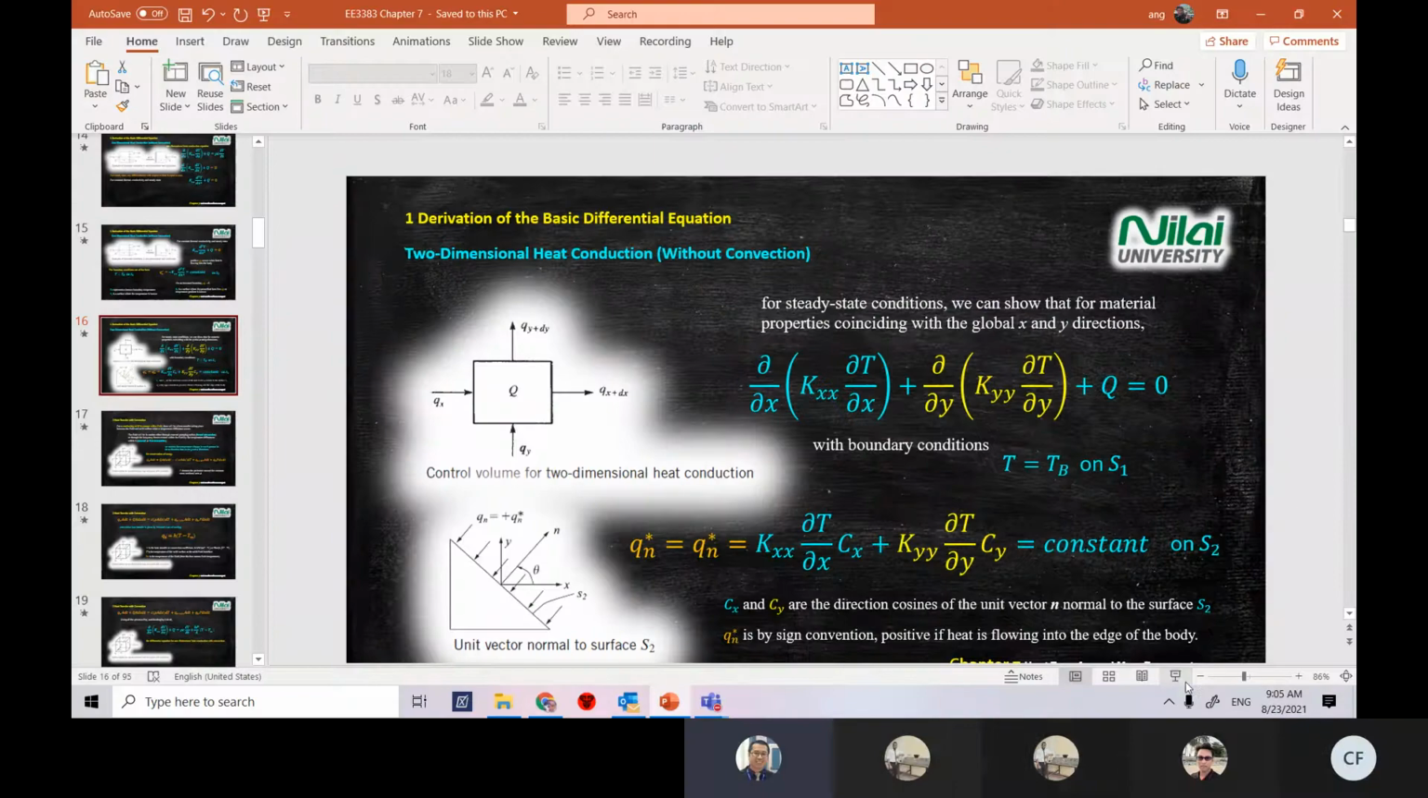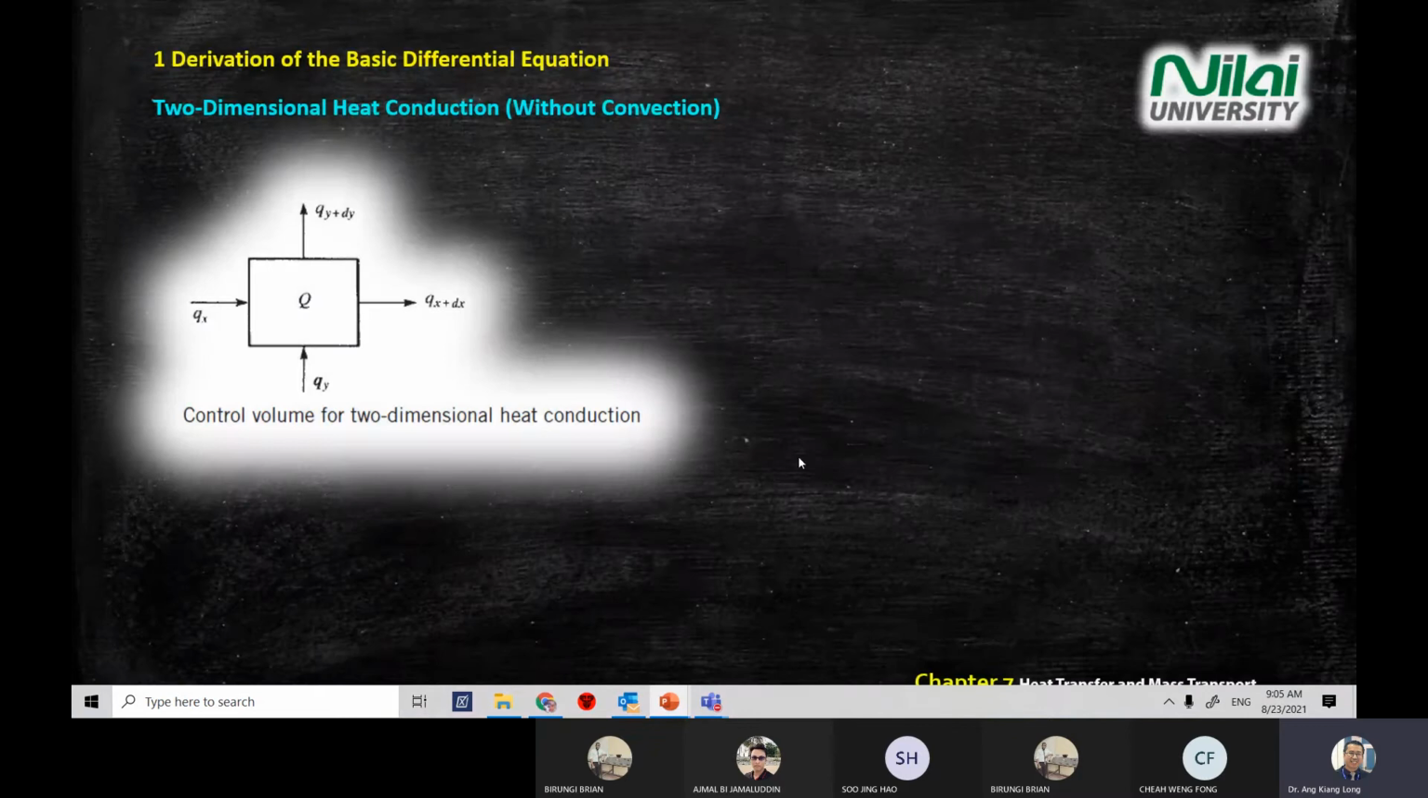Okay, let's look at the 2D scenario. If you look at the 2D scenario, you have added one more direction. Just now in the 1D dimension, we discussed the X direction. Now we add one more direction for the 2D dimension: two-dimensional heat conduction without convection. So now we are still at the conduction mechanism.